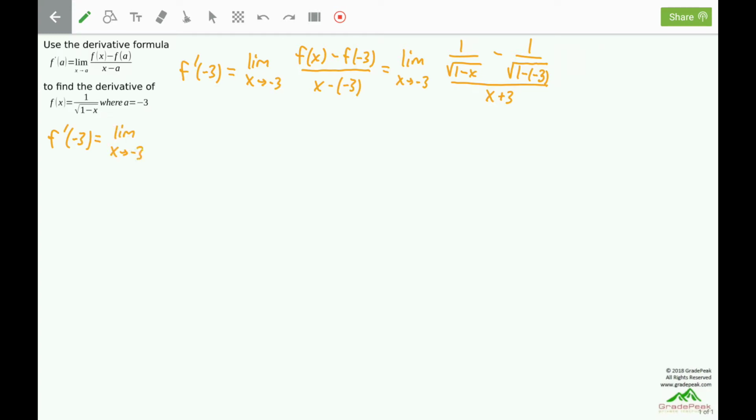So we have the limit as x goes to negative 3 of 1 over the square root of 1 minus x minus 1 over the square root of 1 minus negative 3, which is 1 plus 3, and that's going to be a 4. So we have the square root of 4 over x plus 3. That just looks nicer. And as a matter of fact, we can take the square root of 4 and make it even a little bit nicer. So it'll be 1 over 2. Our next step is to get the common denominator.